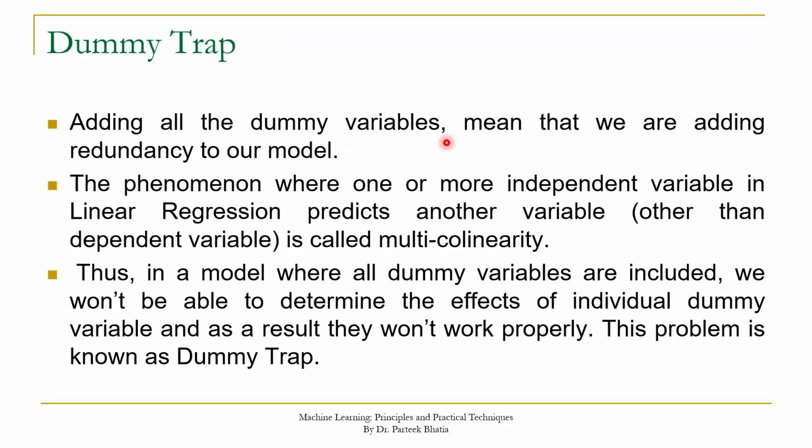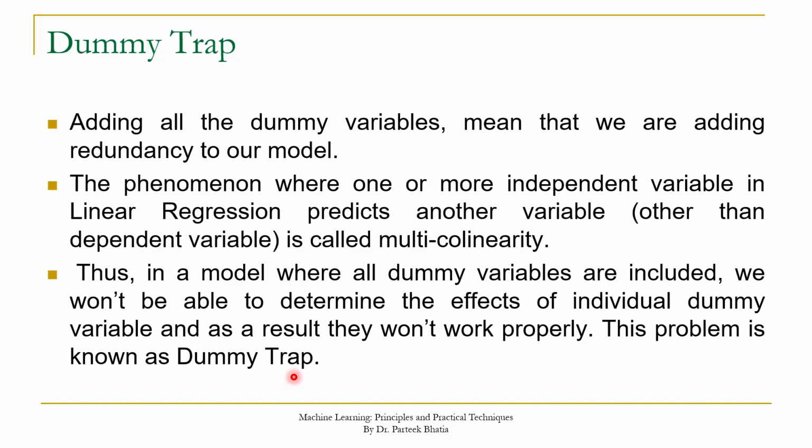If we add all the dummy variables, it means that we are adding redundancy to our model, because one dummy variable is dependent on the value of the other dummy variable in this case. The phenomenon where one or more independent variables in linear regression predict the value of another independent variable is called multi-collinearity. And if we build the model by considering all these dummy variables, we would not be able to determine the effect of individual dummy variables. As a result, they would not work properly. And this problem is called the dummy trap.